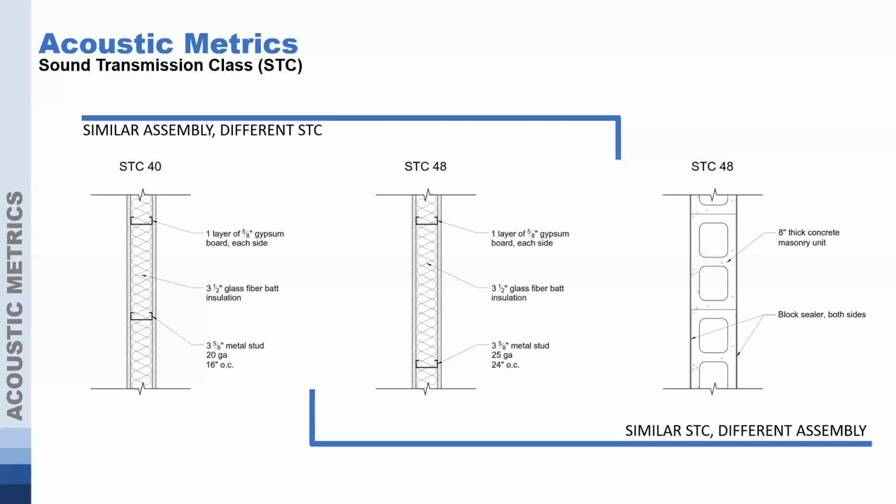So looking at these next two, we've got the gypboard wall, STC 48, and the CMU wall, STC 48. Wait a second, how do those two walls have the same STC rating? If you're an architect, you know that those walls are a bit different. However, they have the same STC rating. What's going on here? Well, the STC rating only takes into account the middle and higher frequencies and does not take into account the lower frequencies.